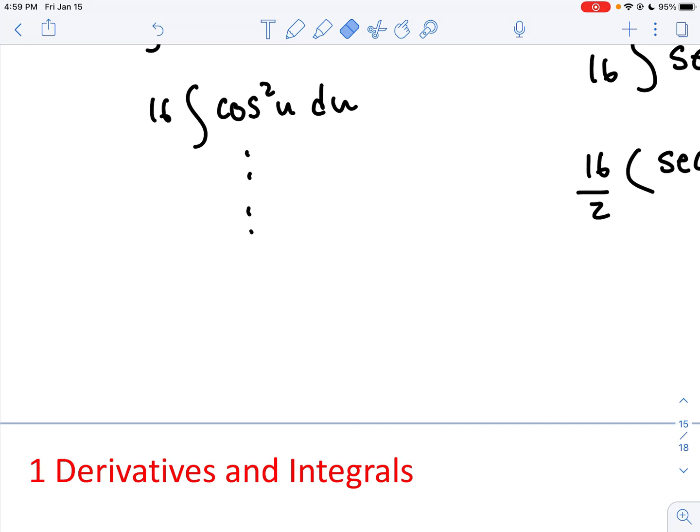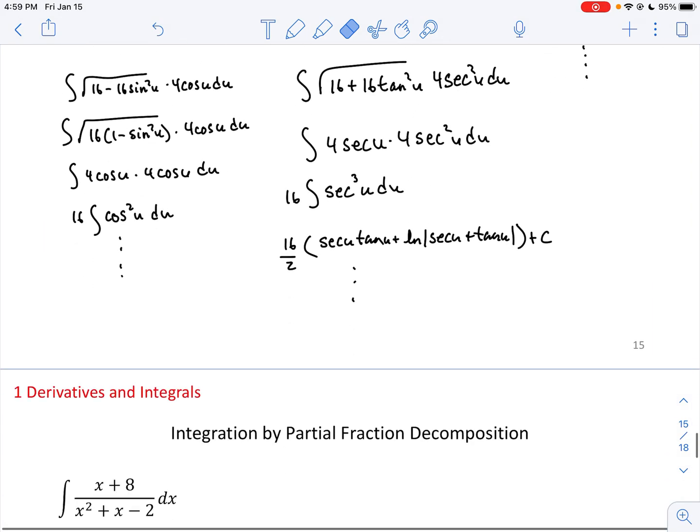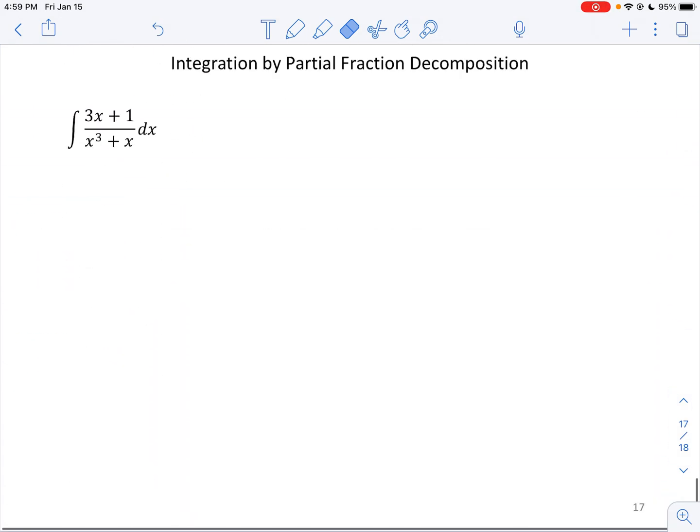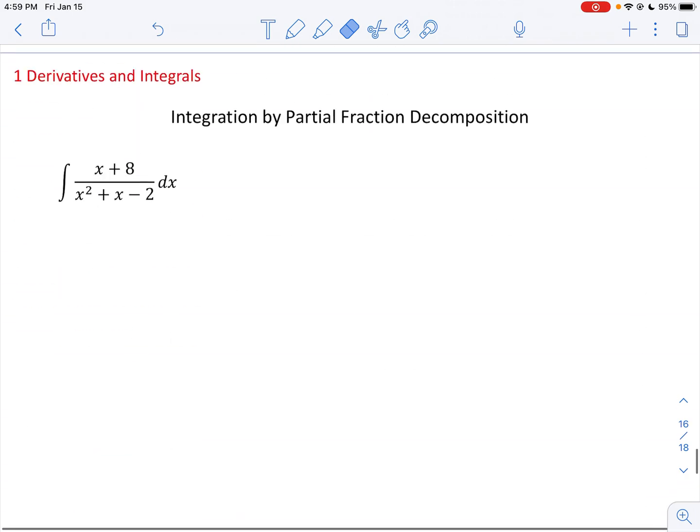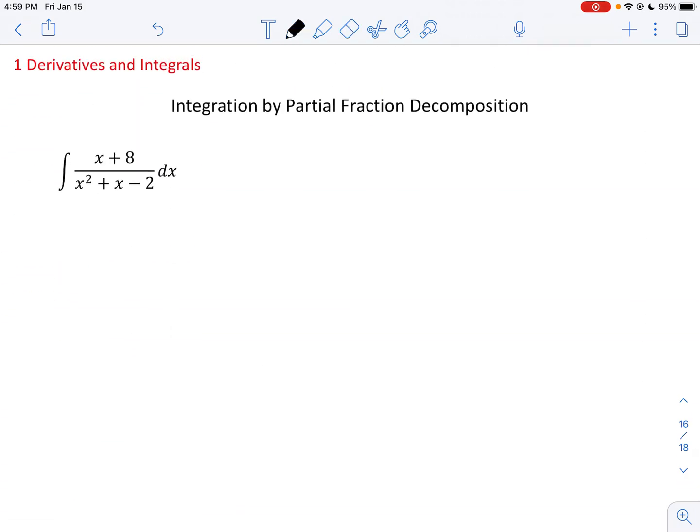So you create that reference triangle to help you do the back substitutions for these kinds of substitutions. Okay, I'm looking at the slides left. We only have 3 more, and this will be an extensive review of integration techniques.